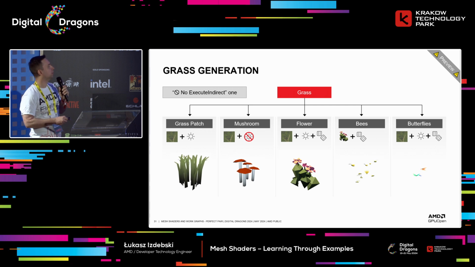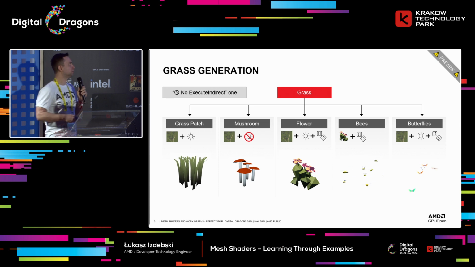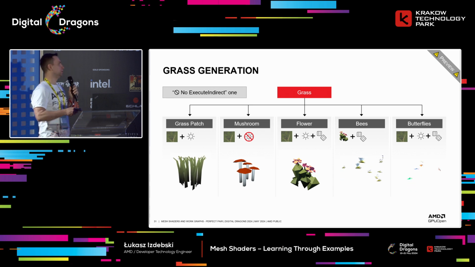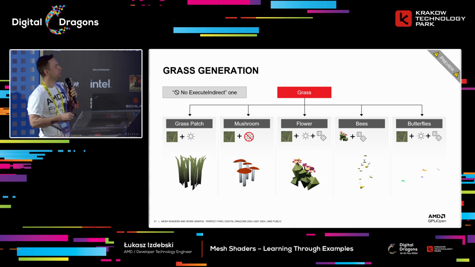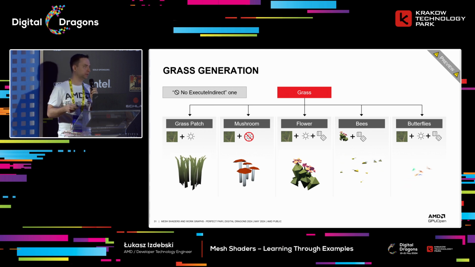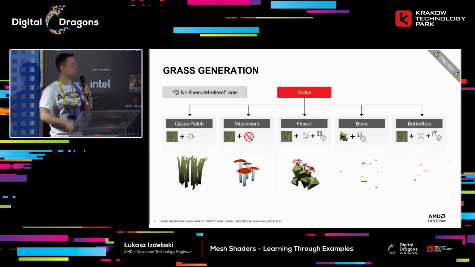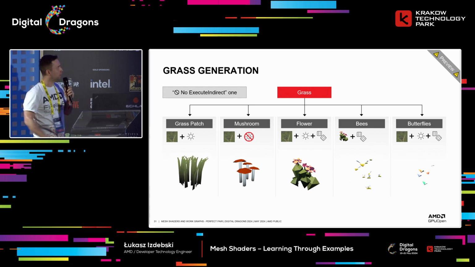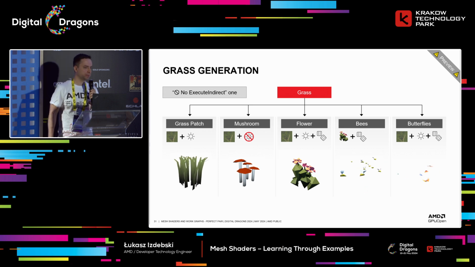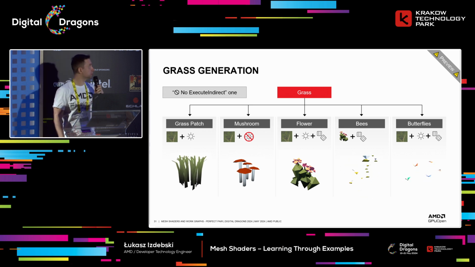So, for example, we can decide that we want to draw flowers on top of the grass. And that's not over. When we spawn a flower, we can decide that we want to add bees, with their animation, and for example butterflies. And all this was done by dispatching one dispatch of a work graph.